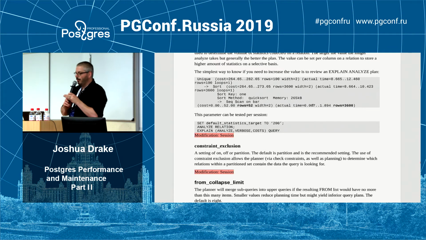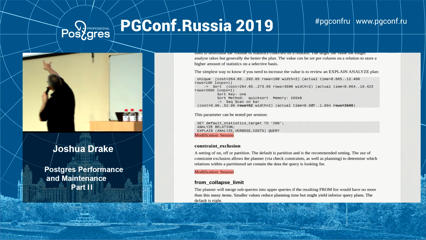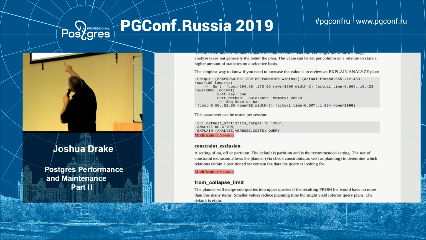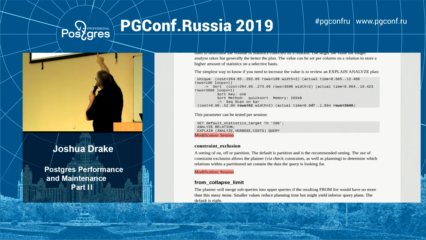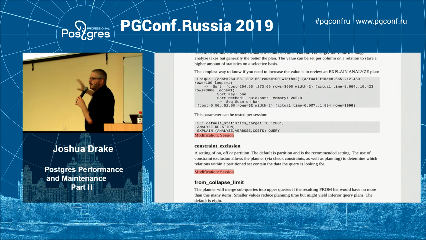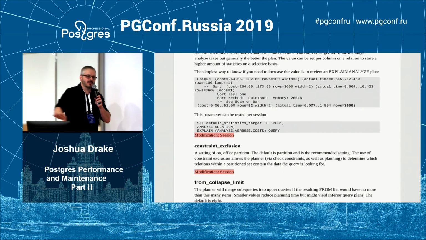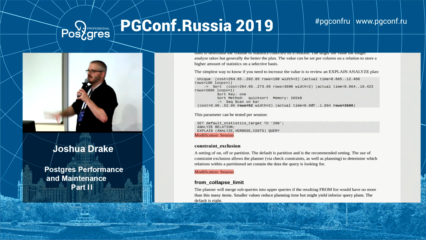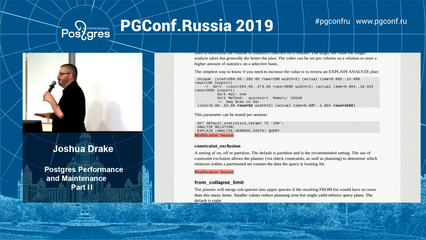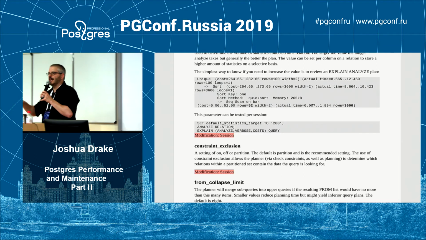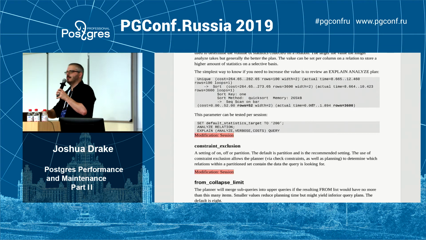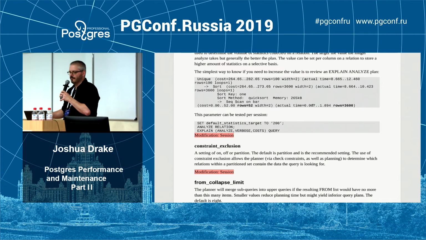If we look here, look in the bold. This might be kind of hard to see, but the last line of this plan says, here's my estimated rows, 52, and here's my actual rows, 3,600. That right there is telling you, in no uncertain terms, your default statistic target is too low, period. And you're going to get bad plans. Bad plans mean bad performance, okay?